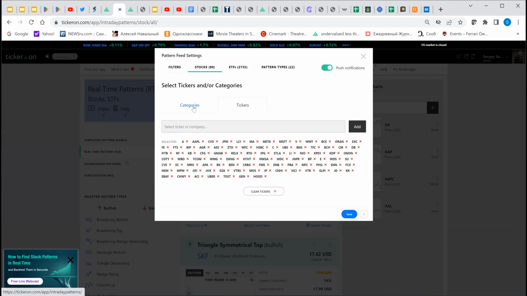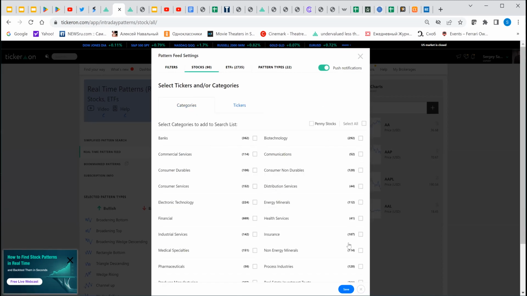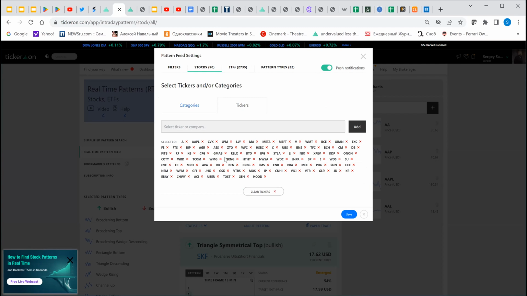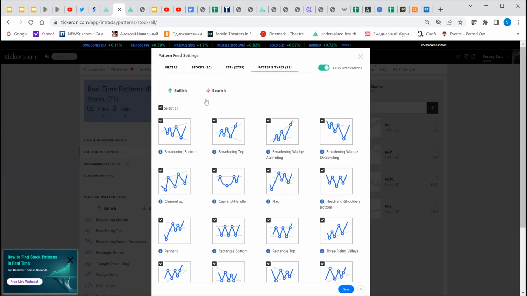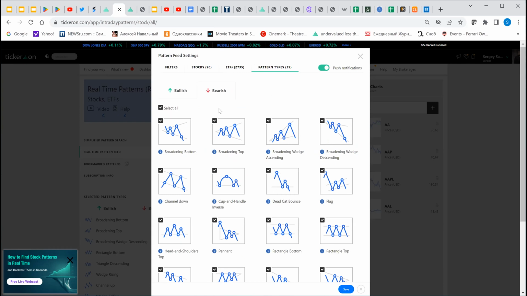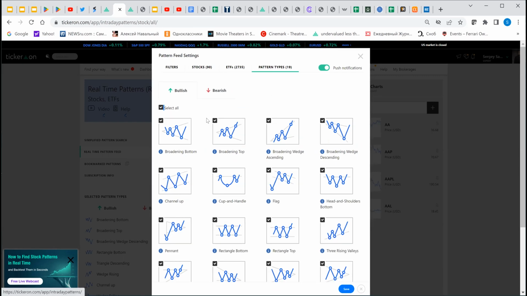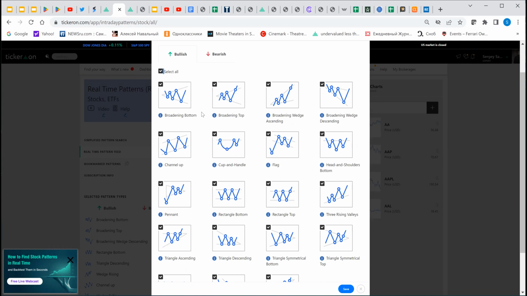So if I, for instance, unclicked all this, you see, this is unclicked all the categories. I can select or unselect, doesn't matter. What matters is my preparation for tomorrow's trading, and I'm going to look at these 80 stocks only. And I'm gonna go and remove bearish. So you see, no bearish and all bullish. Okay, why? Because in the pattern, I want to use only bullish.